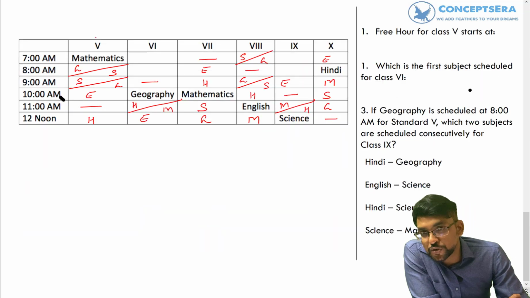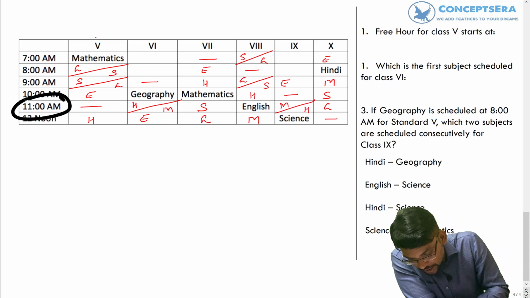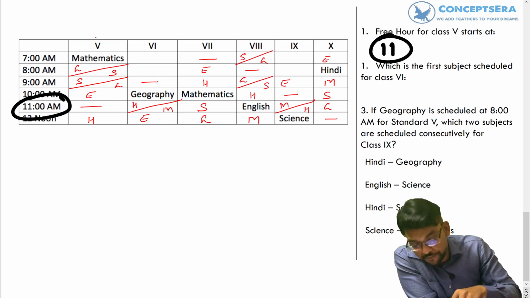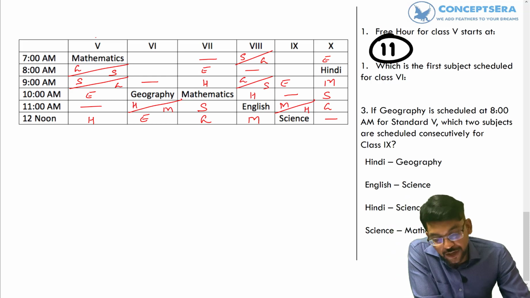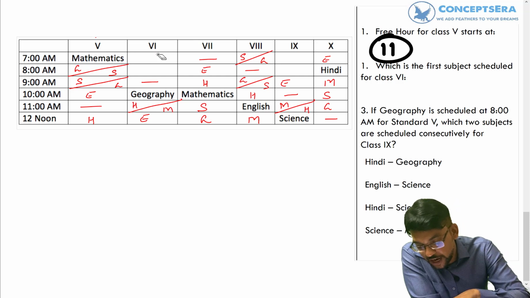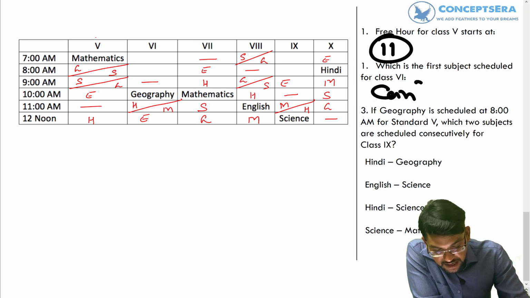So if you look at the first question here, the first question is the free hour for 5th class. So the free hour for 5th class is happening at 11 o'clock. So for the first question, we can mark the answer 11 o'clock. The second question is which is the first subject scheduled for class 6th? And we can see from here, we cannot decide from the given information which subject has been scheduled at 7 o'clock for 6th class. So the answer is can't say.